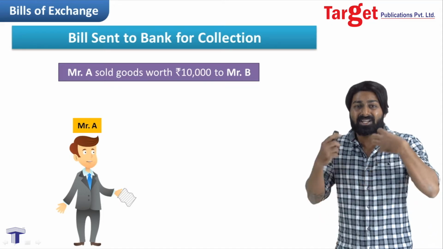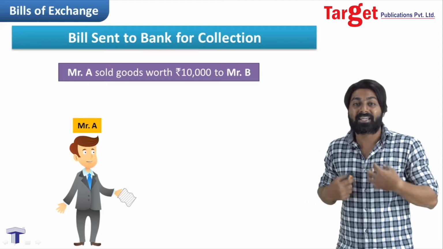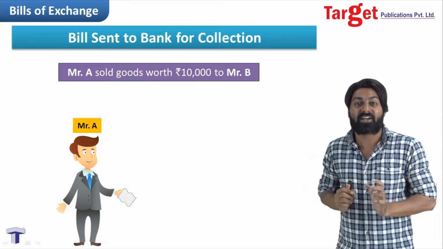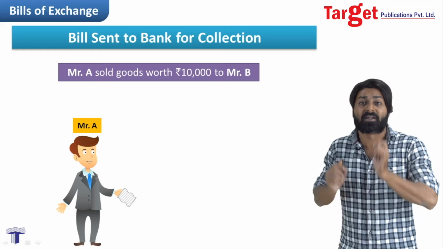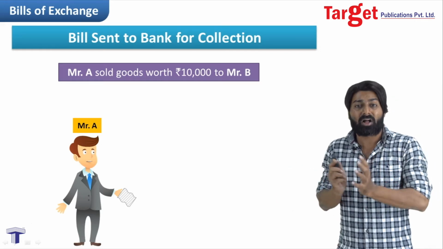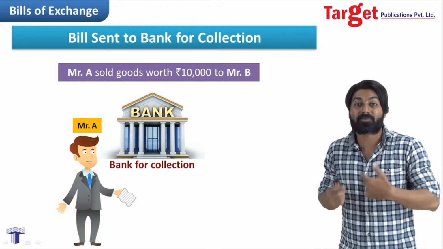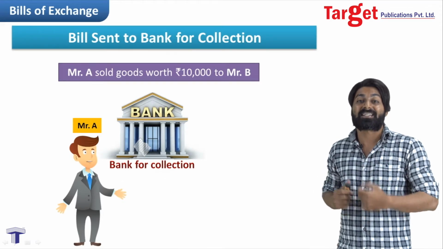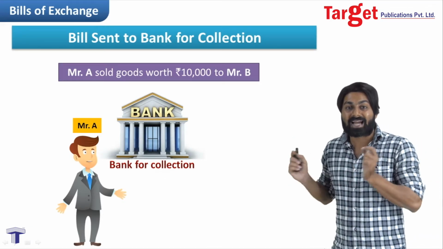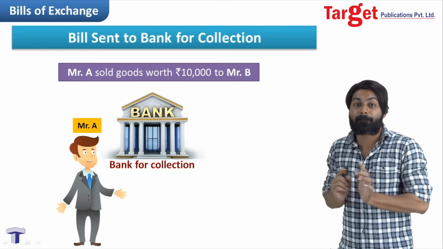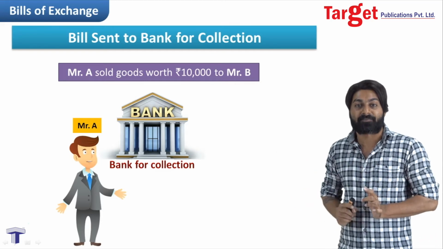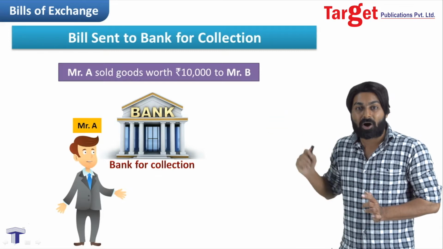So in that case, what he will do is he will not calculate and remember each and every due date himself. He will do one thing, he will collect all the bills of exchange together and will give them to the bank. Now which bank? The bank in which he has his bank account, and that particular bank will not pay money immediately to Mr. A. Unlike discounting of bill.